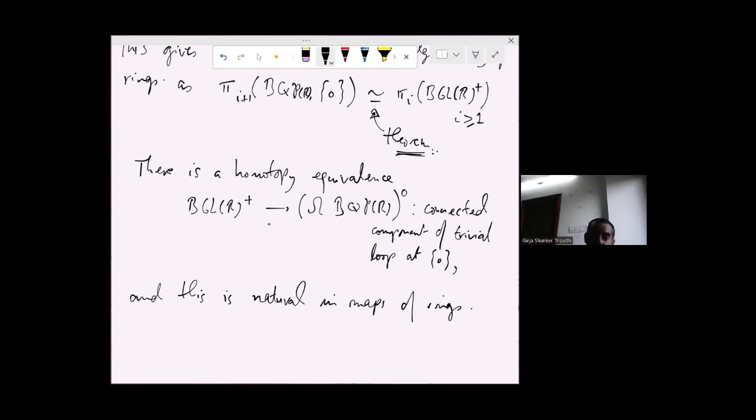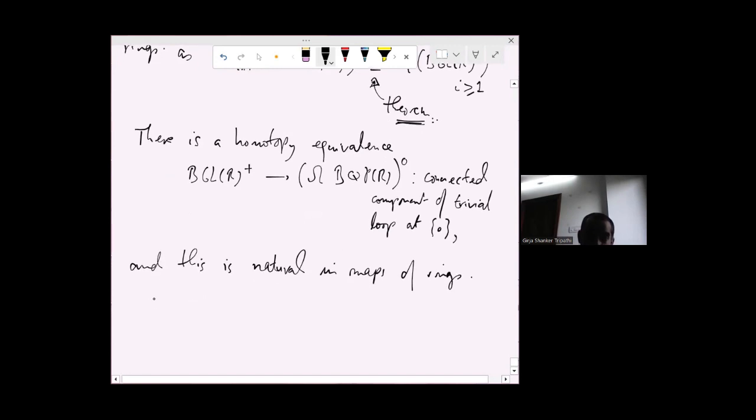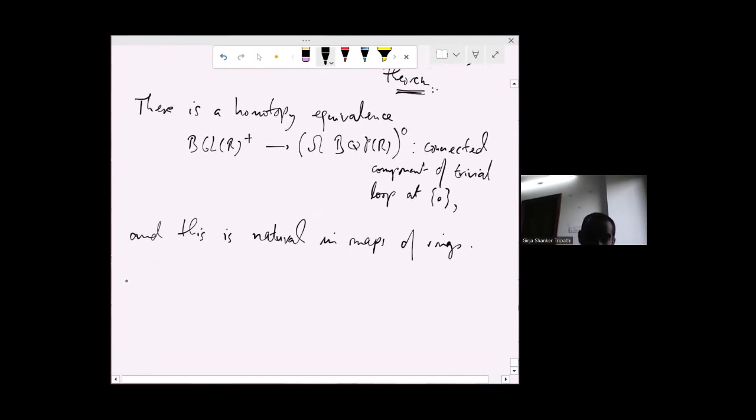So here we have two descriptions of higher algebraic K theory of rings now. Okay, and here is a remark plus definition. When we took this exact category of finitely generated projective modules, and we applied the Q construction and everything, then we got another description of K theory of rings.